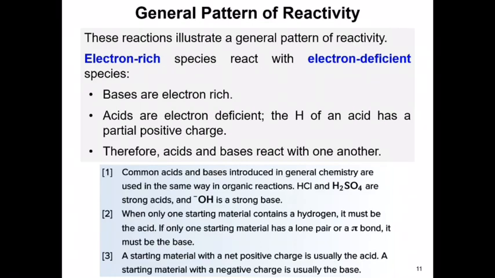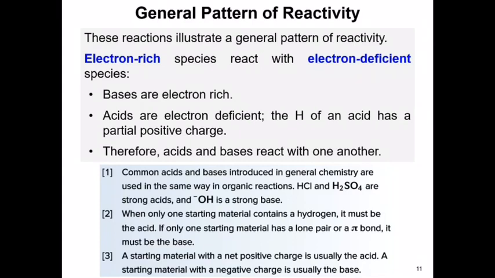So here's a few things that you should remember regarding acids and bases. Common acids and bases introduced in general chemistry are used in the same way in organic reactions. So hydrochloric acid, sulfuric acid, and nitric acid are strong acids, and hydroxide ions, or any ionic compounds containing the hydroxide ion, are considered a strong base.